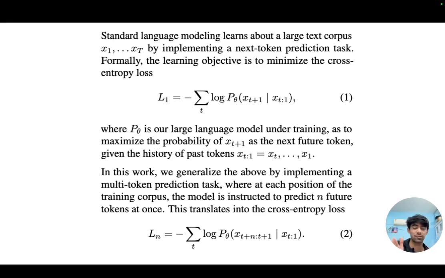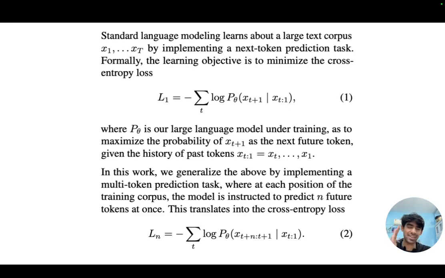This is the whole basic formula that we already know about. Now below, you are training a large model to maximize the probability of x t plus 1 for the future tokens, given the past history of tokens t 1, 2, 3, 4. So they have generalized this formula as you can see below. Instead of t plus 1 to t is to 1, you have this t plus n to t plus 1 ratio, with t is to 1.